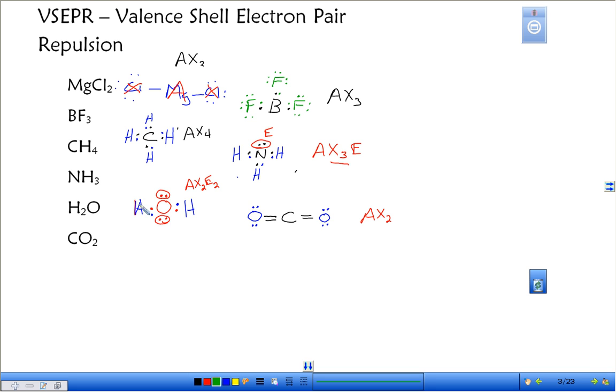Let's move down to water. We have oxygen in the middle, that's our A. We have 2 hydrogen, those are our X's, so this gives us the AX2. But we also have 2 pairs of electrons, so we're going to call this E2 for those 2 pairs. Move over to carbon dioxide. We have 1 central atom. We have 2 things bonded, and we have no other pairs of electrons on the central atom. So it actually gives us this AX2 shape, similar to magnesium chloride.